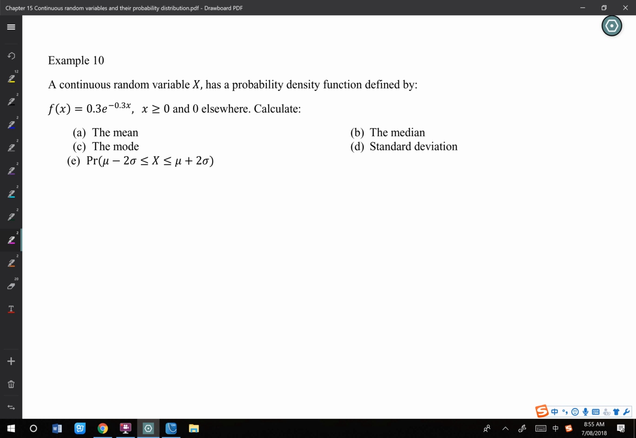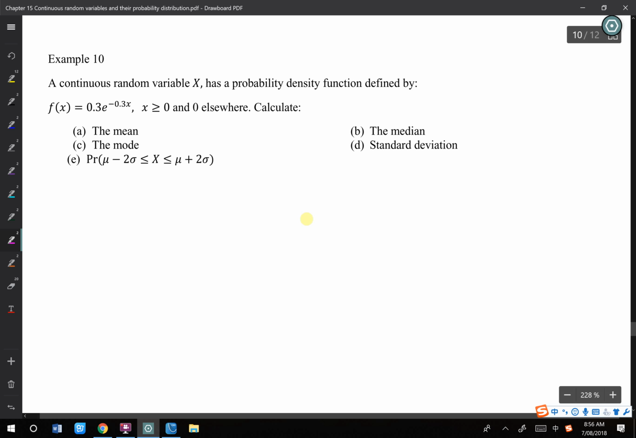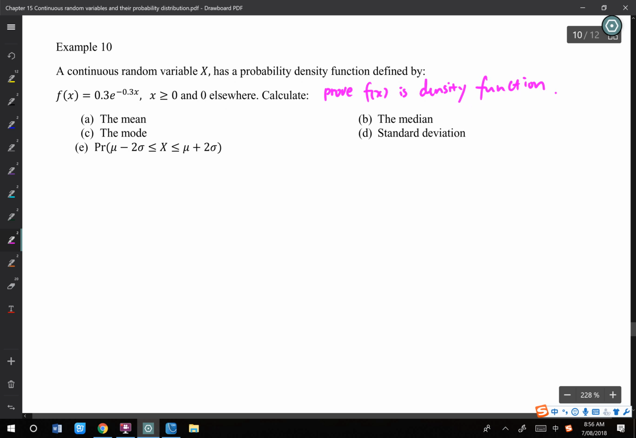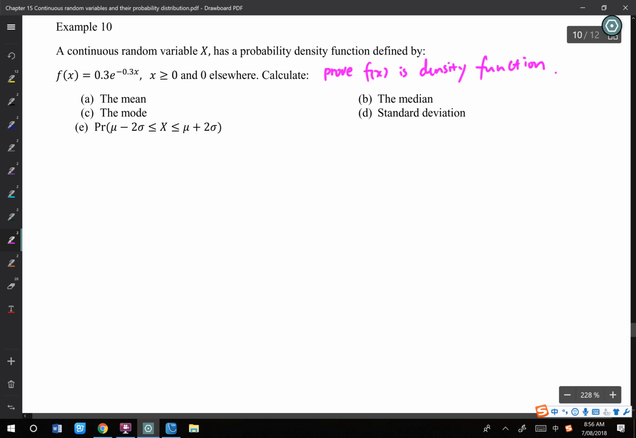It's very interesting because you can think that's infinitely many areas under the curve. But why does that still work? Let's do that. So let's add a question like prove f(x) is a density function. Okay, let's sketch that first.